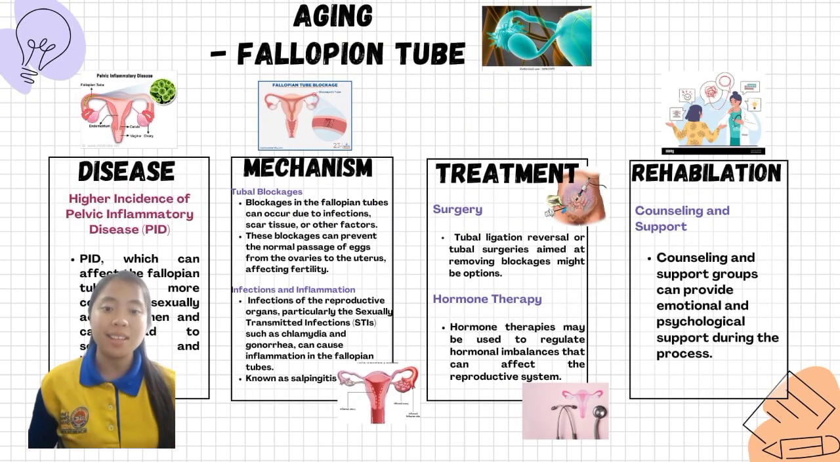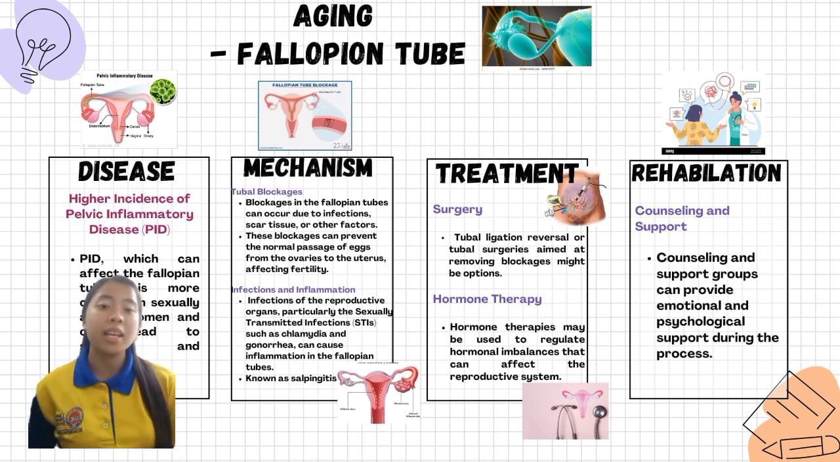For aging, the organ is the fallopian tube. The disease of aging in the fallopian tubes is a higher incidence of pelvic inflammatory disease, PID. What is PID? PID can affect the fallopian tubes. It is more common in sexually active women and can lead to scarring and blockage. We move to the mechanism of this PID. The first mechanism is tubal blockage. Blockage in the fallopian tubes can occur due to infections, scar tissue, or other factors. This blockage can prevent the normal passage of eggs from the ovary to the uterus, affecting fertility.